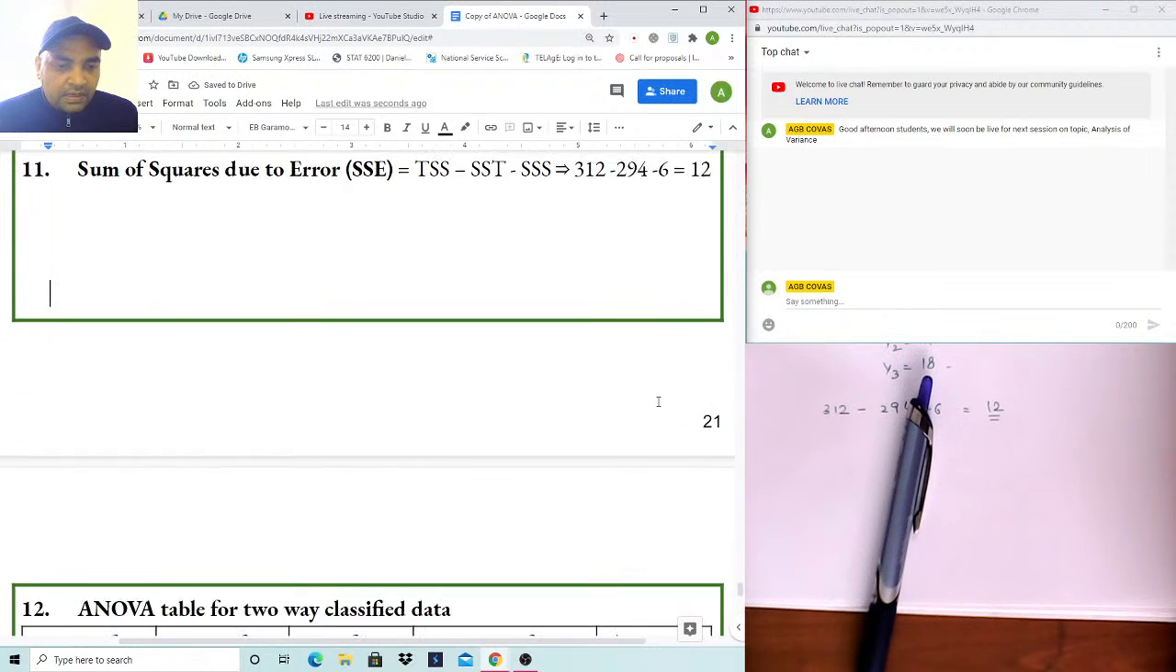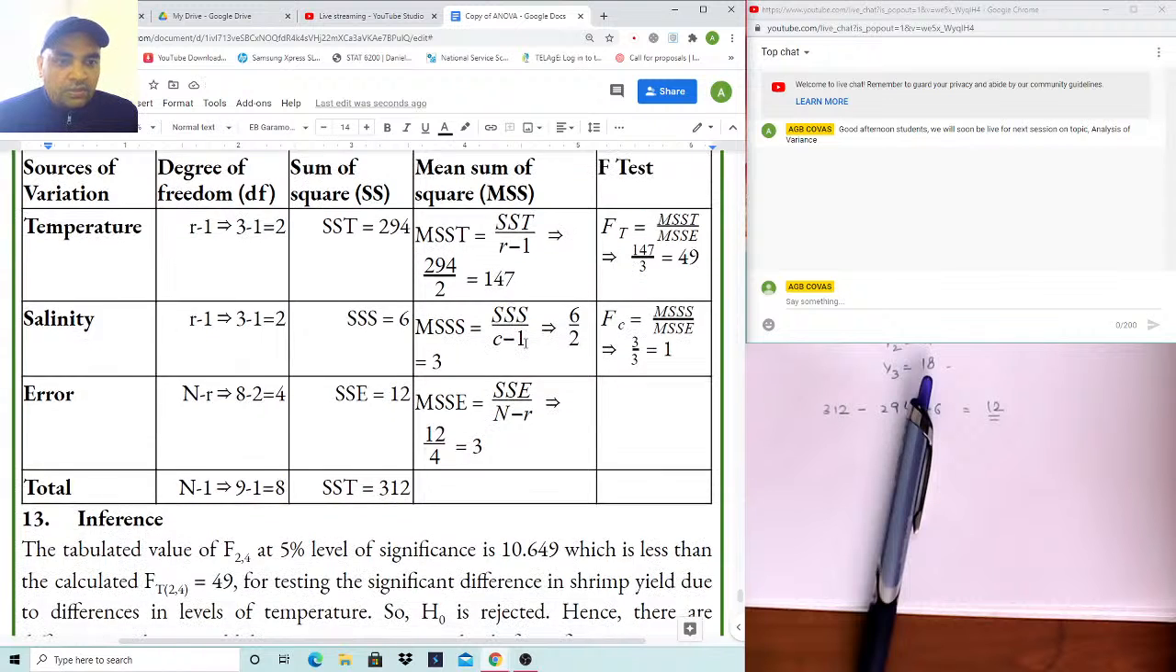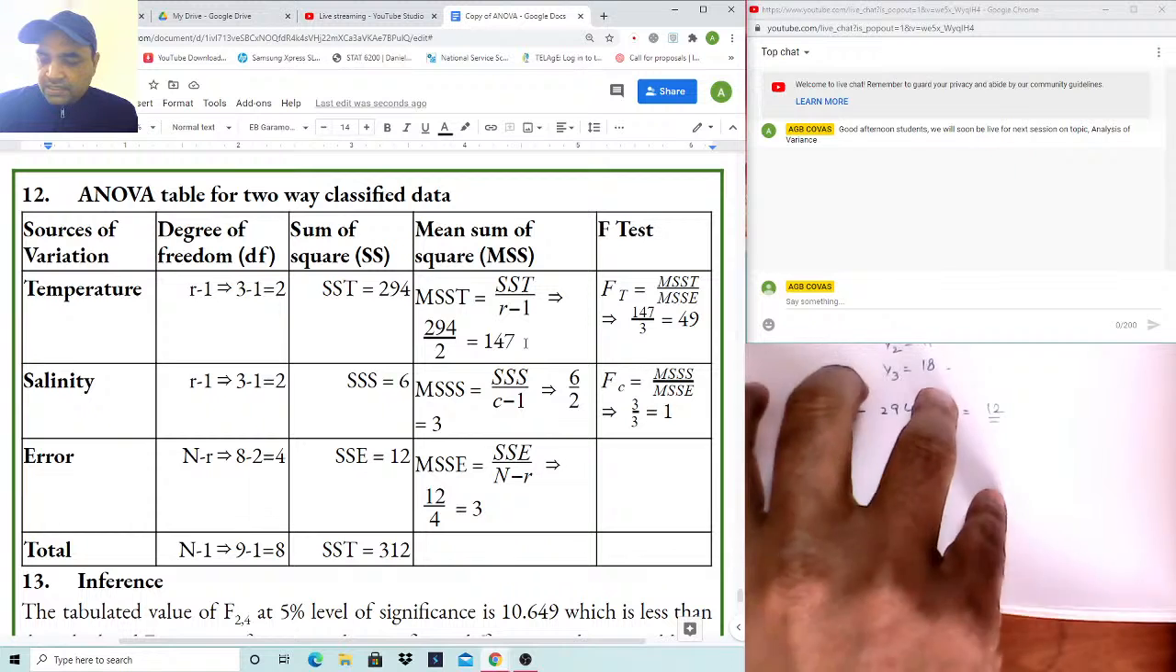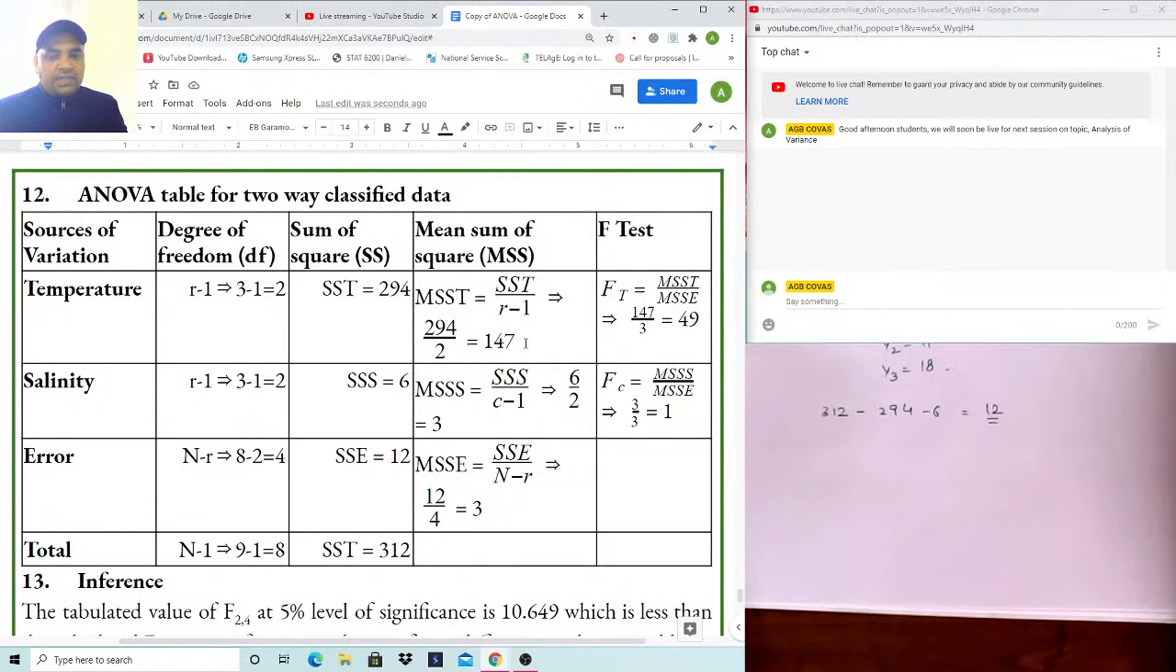Okay, let it be on the next page. So this is your ANOVA table, right? I will just describe how the things will change in this ANOVA. Your sources of variation: your first was temperature, as it was earlier. Now a second factor has been introduced, and that is salinity. The third was the same as earlier, it is error, and then this is the total, right?